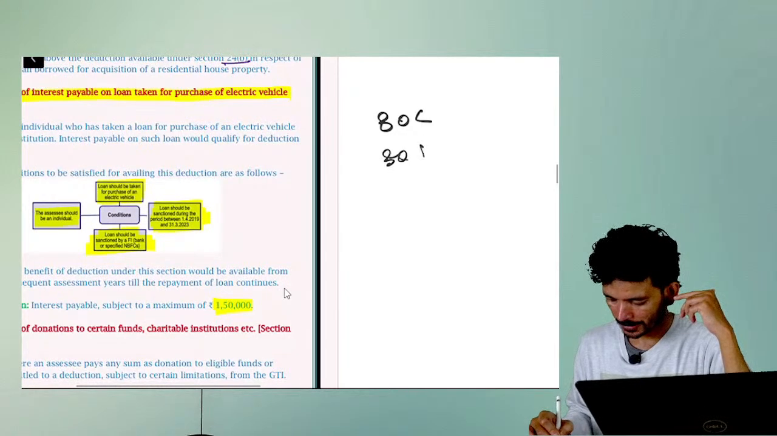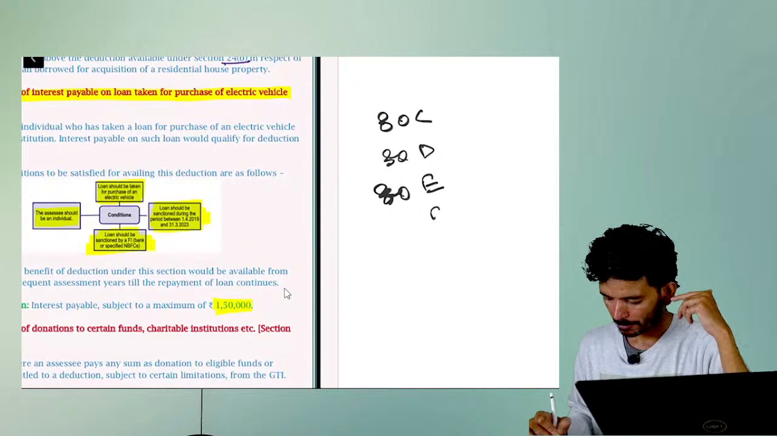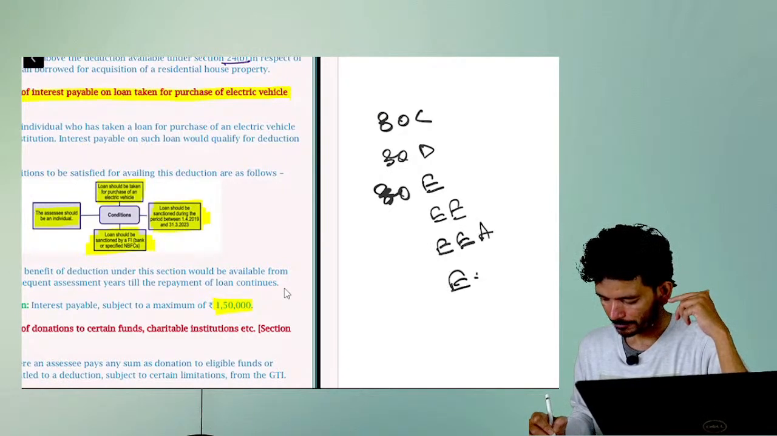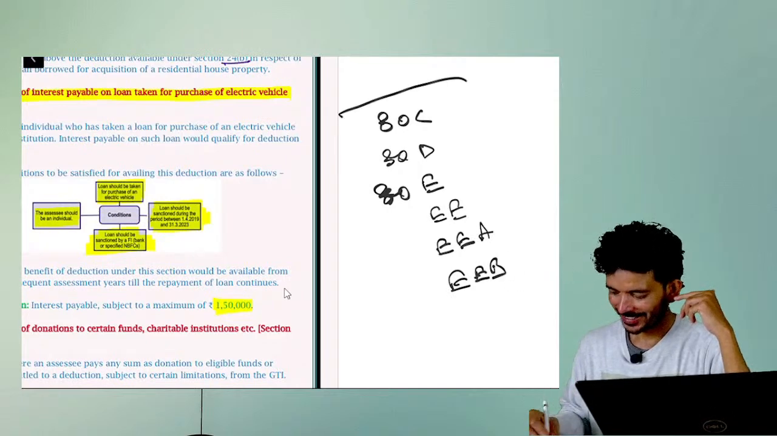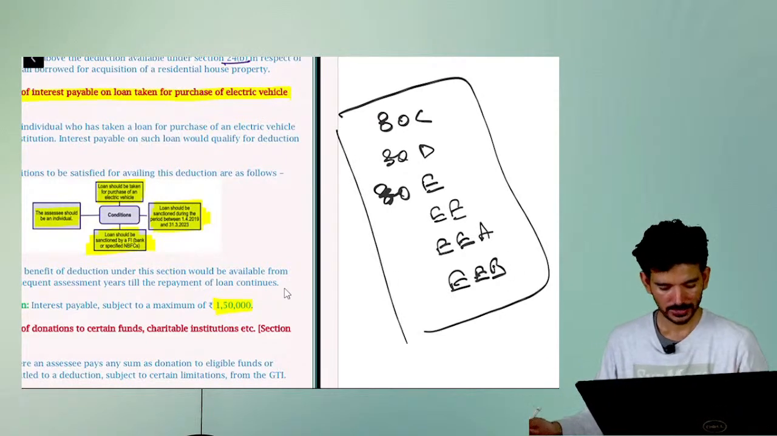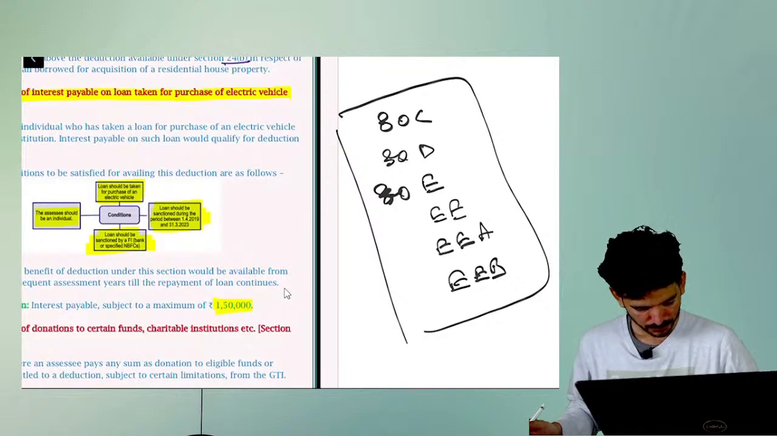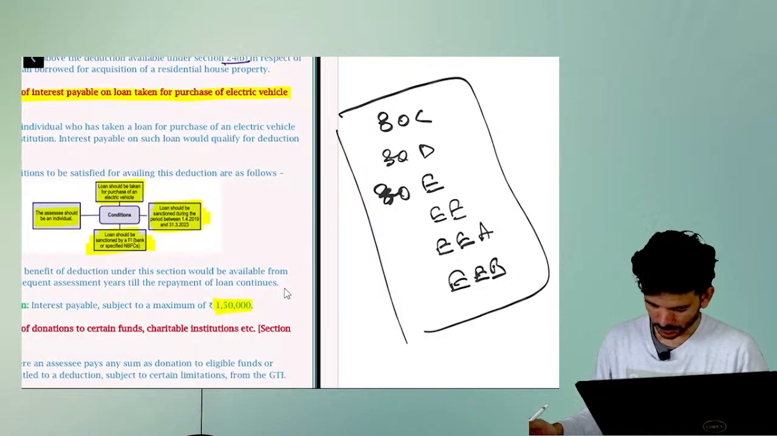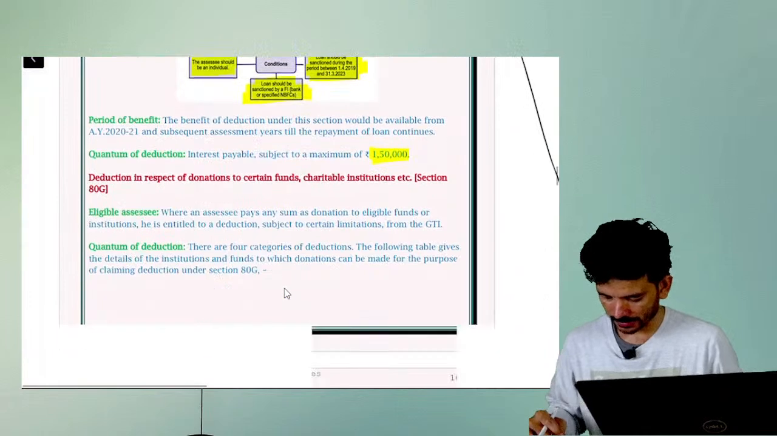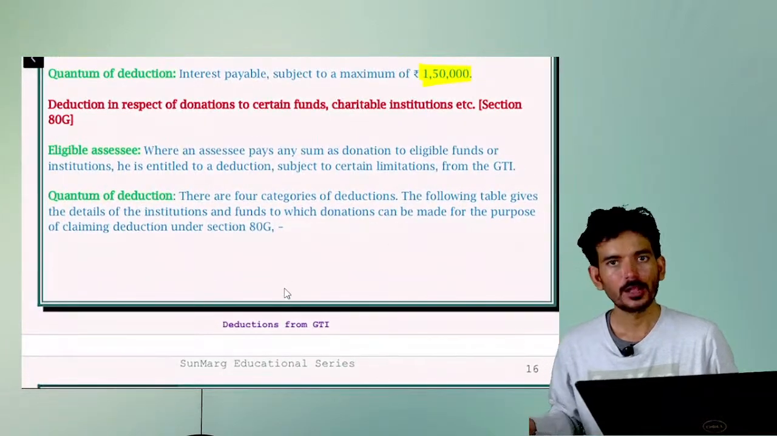So any question with respect to these three? 80C, 80D, 80E, EE, EEA, EEB so far. No, right? So if there is no other thing, we'll go ahead with the 80G.